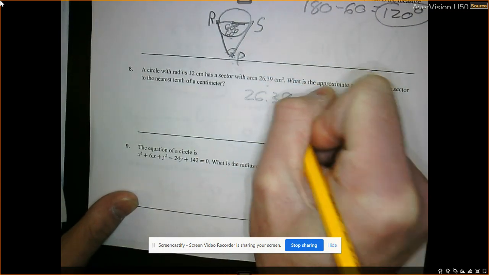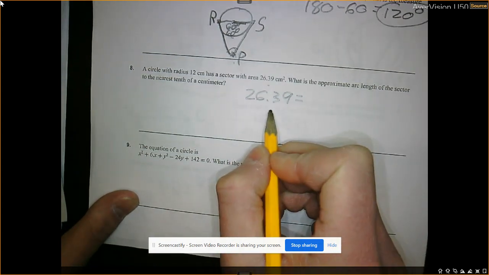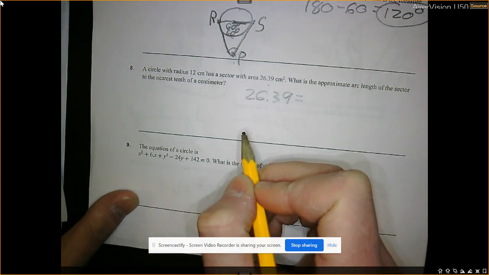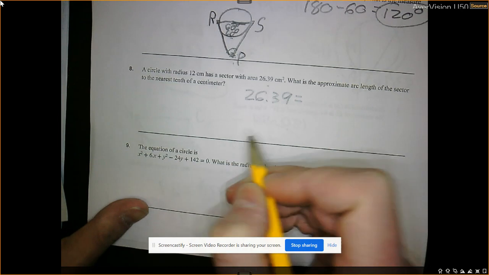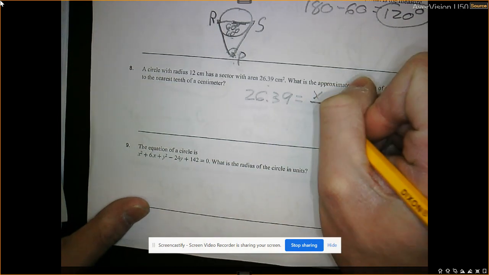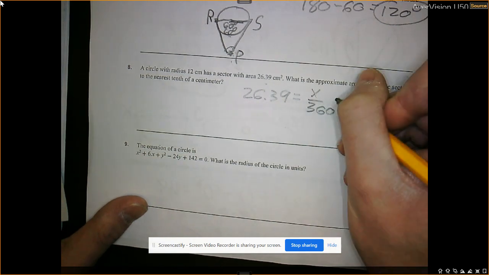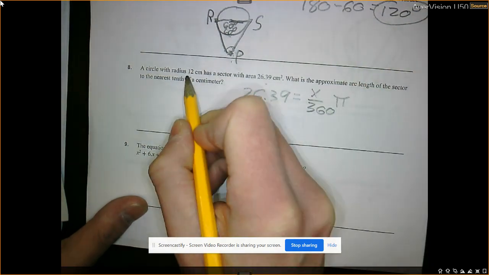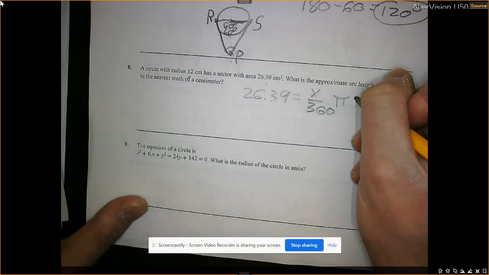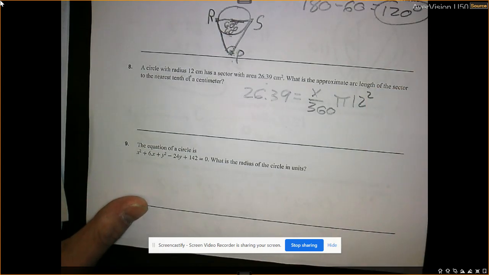So I'm using my sector area formula. This replaces the A. That equals x over 360. We don't know what x is right now, so we're just writing it as x over 360, times pi r squared. Pi, we know our radius is 12, 12 squared, I guess we'll just write it as that for now.